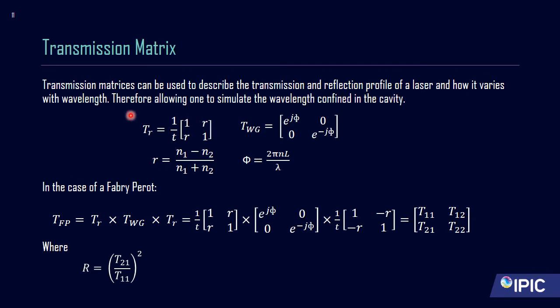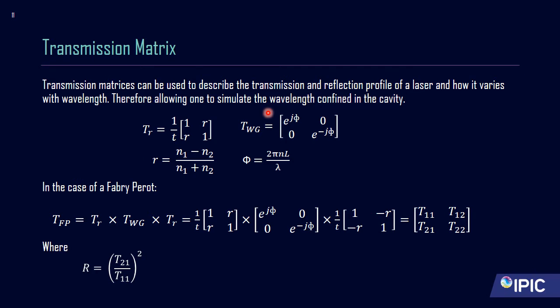There's the transmission matrix to describe a reflection. This takes into account the change in the effective refractive index. And then there's the transmission matrix to describe a waveguide. This takes into account the length of the waveguide, the refractive index, and the wavelengths involved.